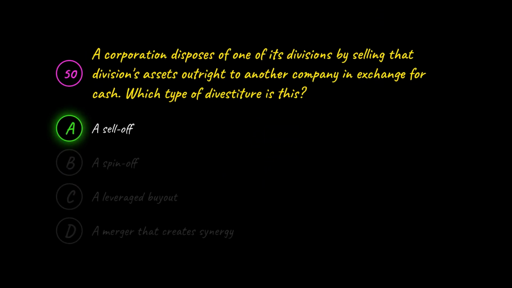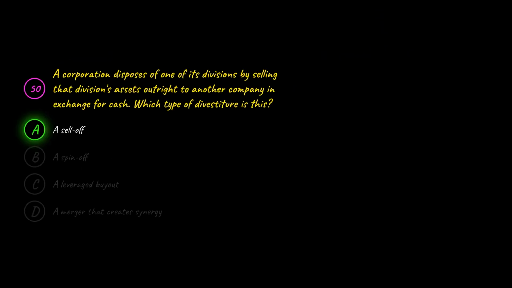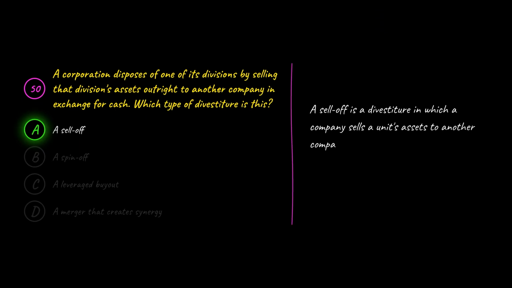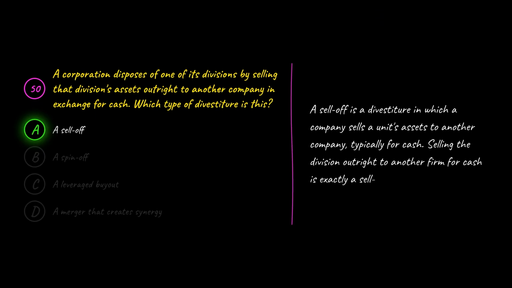The correct answer is A, a sell-off. A is correct because a sell-off is a divestiture in which a company sells a unit's assets to another company, typically for cash. Selling the division outright to another firm for cash is exactly a sell-off.